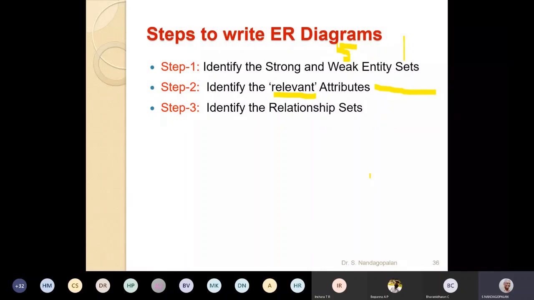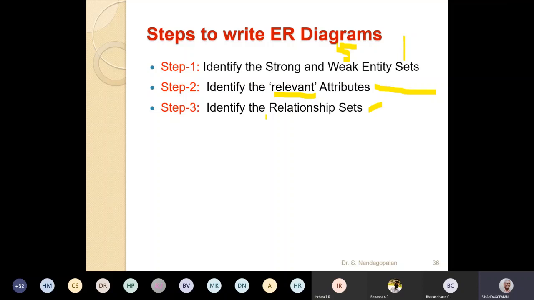Okay, so identify the relationship sets. Once you finish identifying the relevant attributes for each of these strong and weak entity sets, now you identify the relationship sets. This is again a difficult job. Beginners put all permutations and combinations and show the relationship sets between the strong and weak entity sets. Now don't do that. Identify only the meaningful relationship sets.